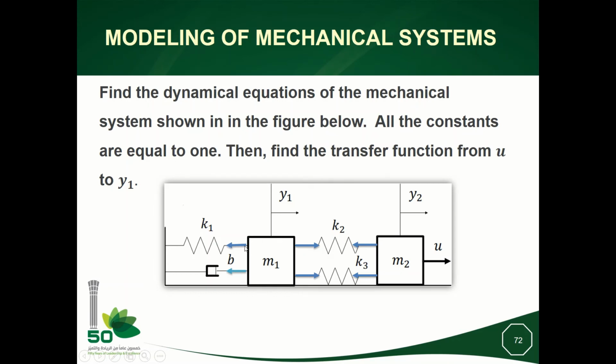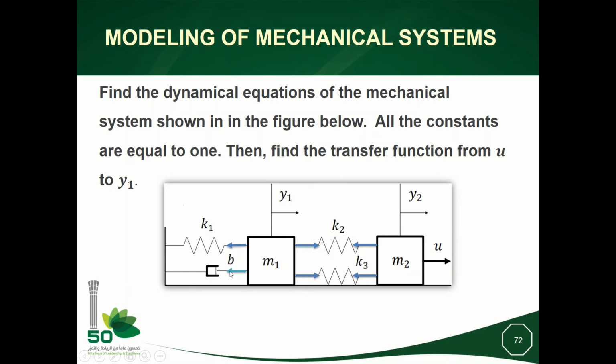So what is this force? This is a force related only to this spring K1. This force is K1 times Y1, but its direction is opposite to the positive direction of Y1. So when we write Newton's law, we will write it with a minus sign.